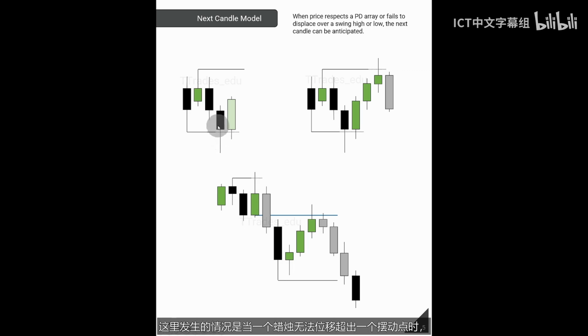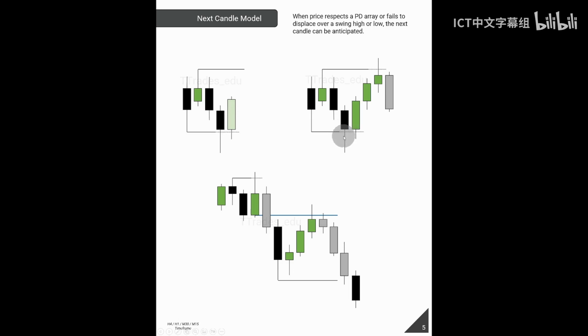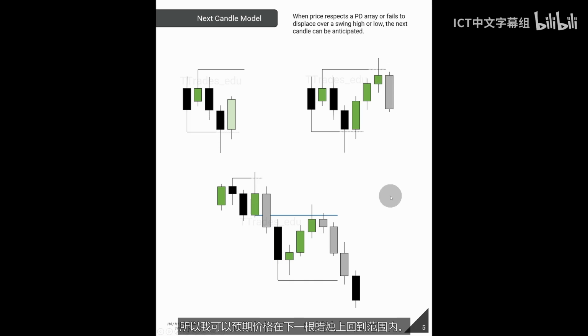What is happening here is when a candle fails to displace outside a swing point, we can anticipate price moving higher back into the range on the next candle. So for example, when this candle failed to displace out this range, we get a move higher on the next candle, and that continues to the next swing point in the market. Here, we can't displace out of this range, so I could anticipate price moving back into the range on the next candle. We fail to displace out this range, close back in, I can anticipate the next candle moving lower. Or, when price respects a PD array, I can anticipate the next candle moving lower to our draw on liquidity.